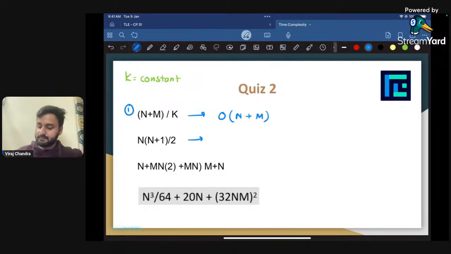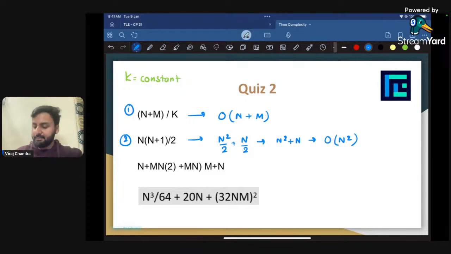What about this? N into n plus 1 by 2. So basically this means you have n square by 2 plus n by 2. From this, we can of course remove first of all the by 2 things. So this is n square plus n. And then we can take the bigger term. So this is O of n square. Correct.